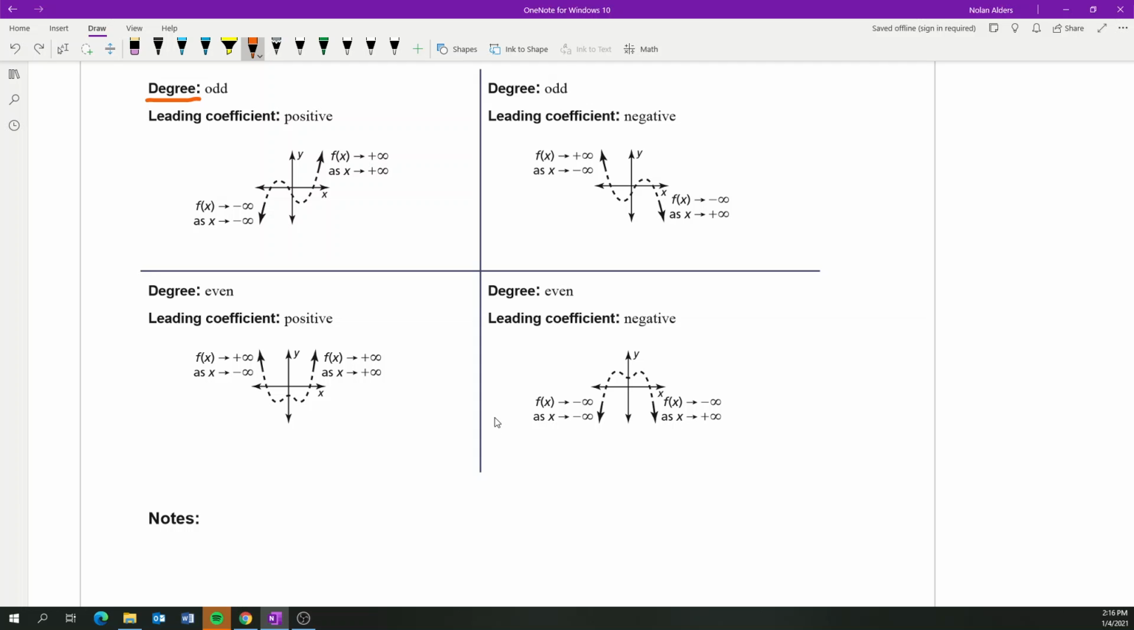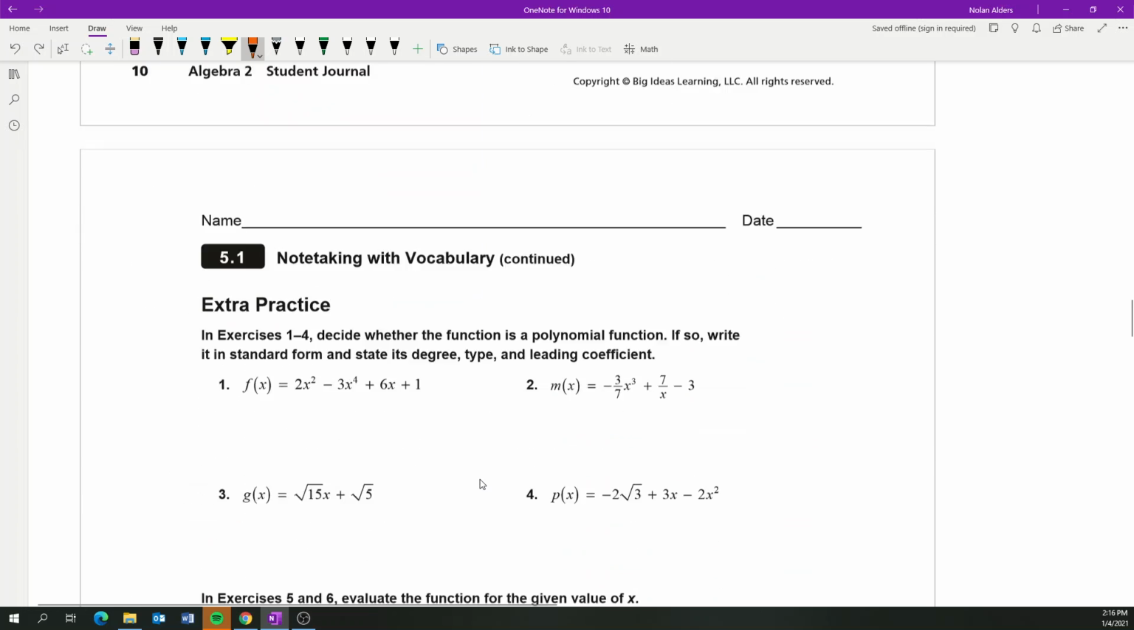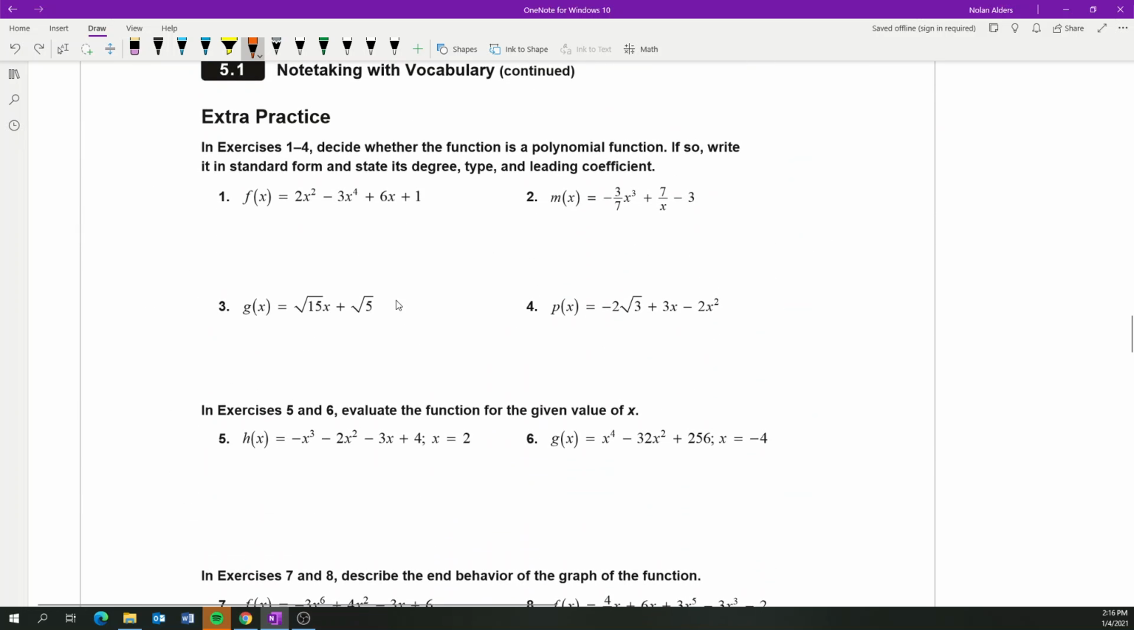Let's go ahead though and take a look at some problems, so we can see kind of how we can work with polynomial functions. So you'll see here that we're supposed to find from the equation, or from the rule, the degree, the type, and the leading coefficient. So I can kind of explain to you real quick what all this means.